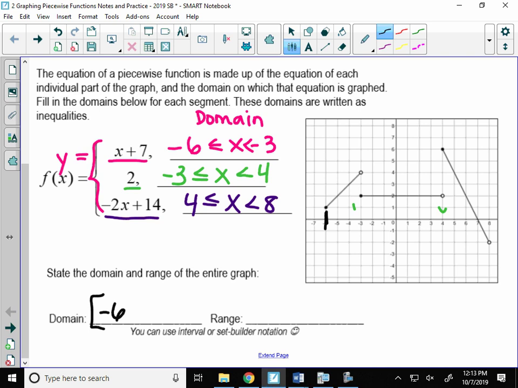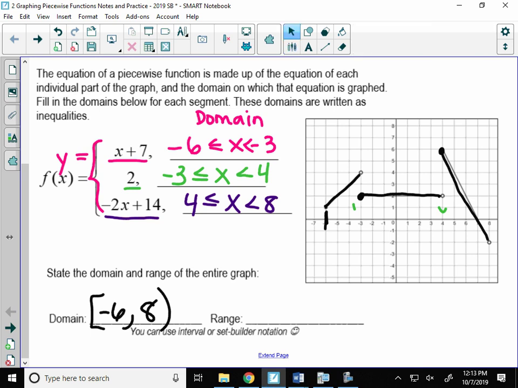And if I trace through the whole graph, I get to this open dot, but then there's a value at -3, so my x's keep going. I get to an open dot, but there's a closed one here. And when do I stop having an x value? 8. So comma 8, that's an open dot, so I have a parenthesis.